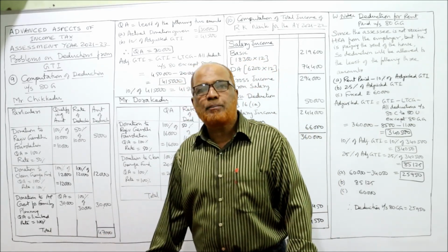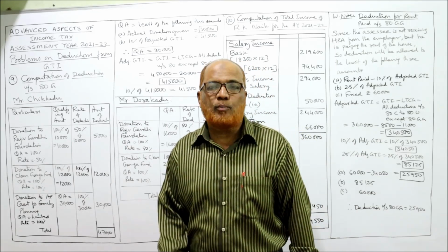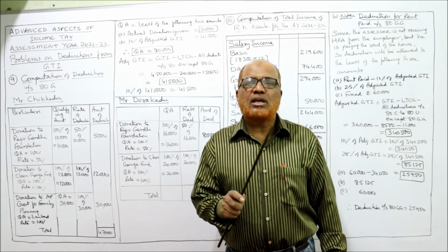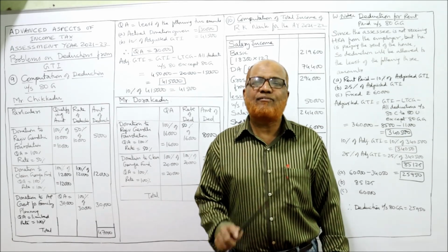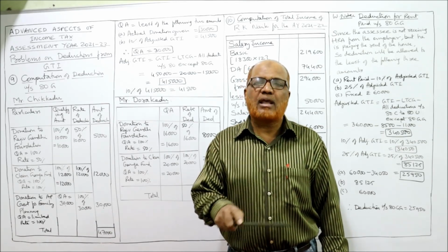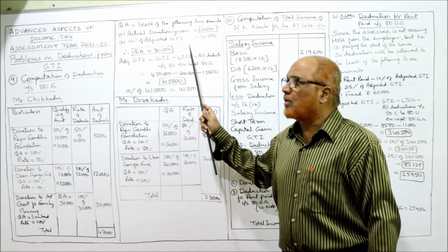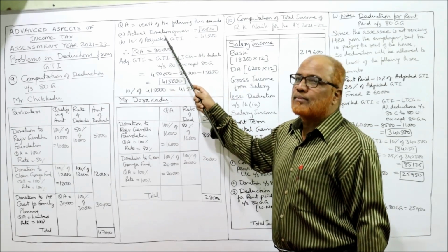Rate of deduction is 100% but the qualifying amount is limited. That is the new point. So what you have to remember: donation given to any government, state government for promoting family planning. Qualifying amount is limited but the rate of deduction is 100%. So how to find out the qualifying amount? Provisions are given. Qualifying amount is the lesser of the following two amounts.